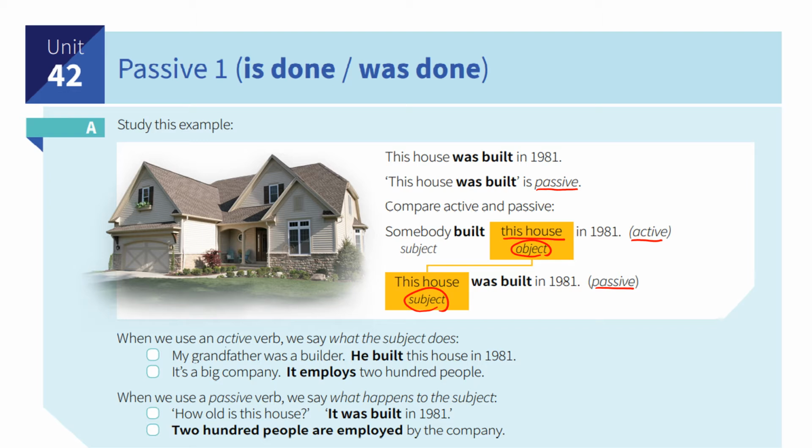When we use an active verb, we say what the subject does. My grandfather was a builder. He built this house in 1981. It's a big company. It employs 200 people. When we use a passive verb, we say what happens to the subject. How old is this house? It was built in 1981. 200 people are employed by the company.